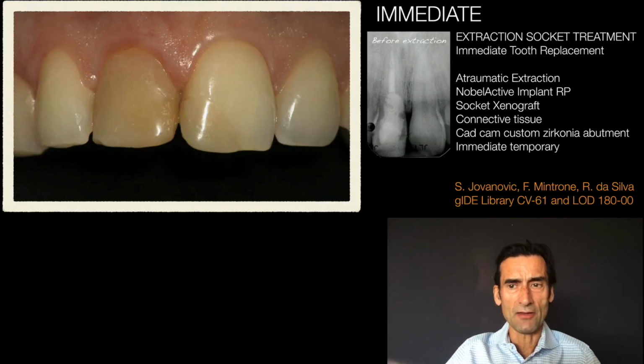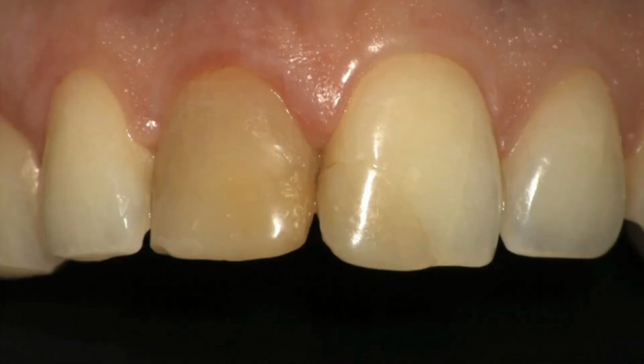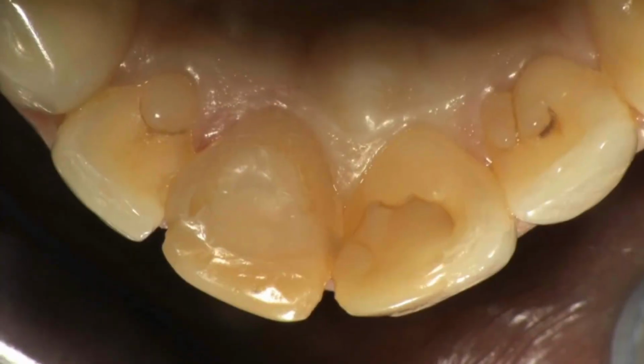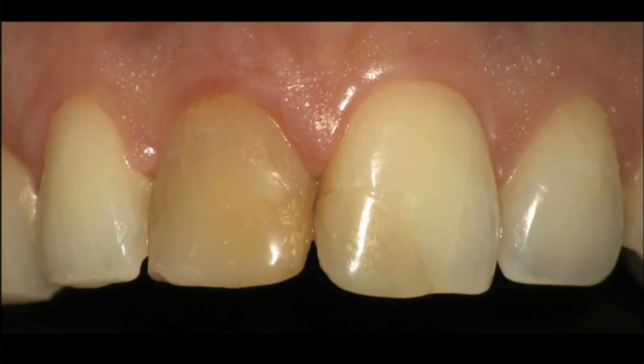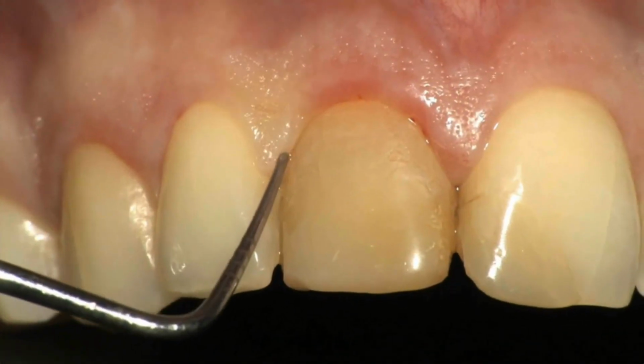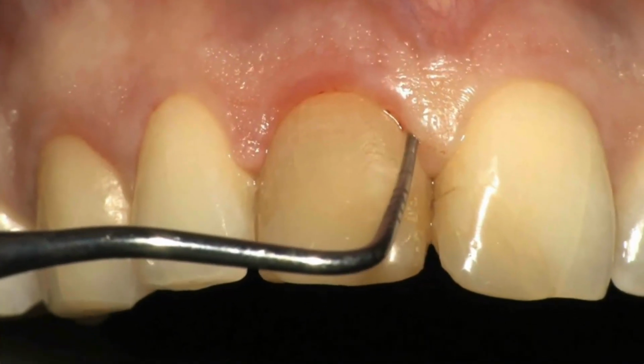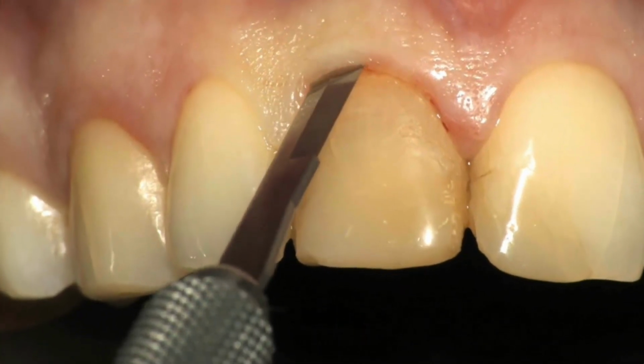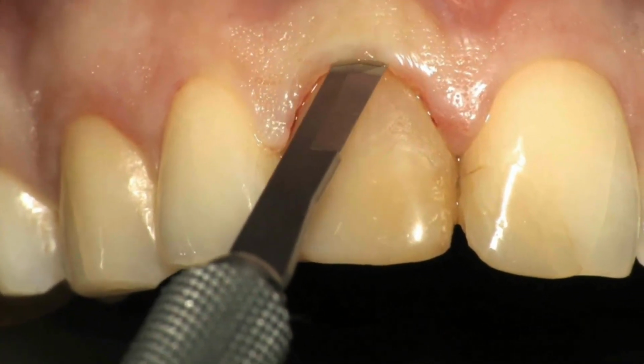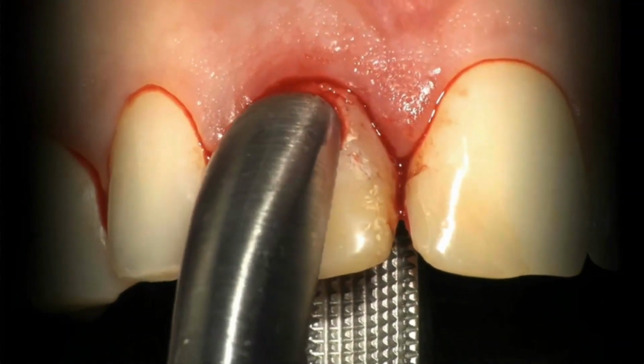Immediately you can see here a video just so you can see what we have to do to make these cases successful. This video is also in the guide library, and you can see here quite a nice demonstration of a tooth which has a large internal resorption.